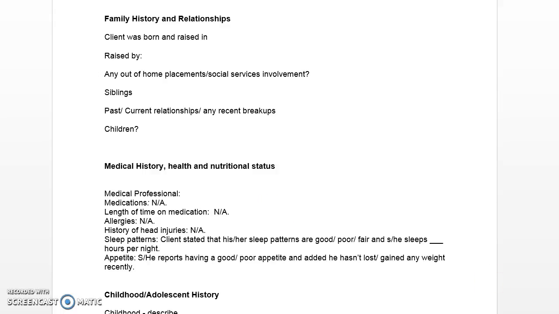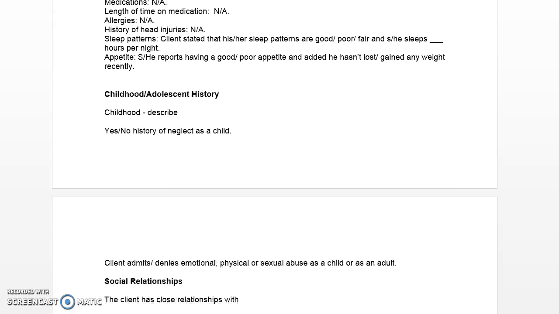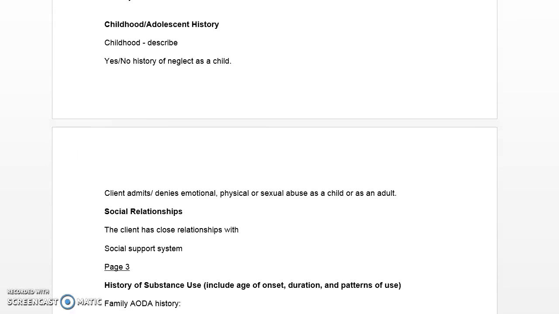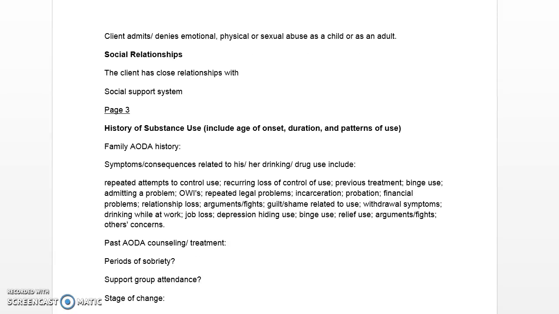Moving on then, you go down to childhood and adolescent history. So, client reports childhood as "normal." You'd put normal in quotes, or not normal. So you'll go through that. You'll want to remove these hints and put this again in paragraph format. Social relationships, again, paragraph format. Who they are close with, who makes up their support system.